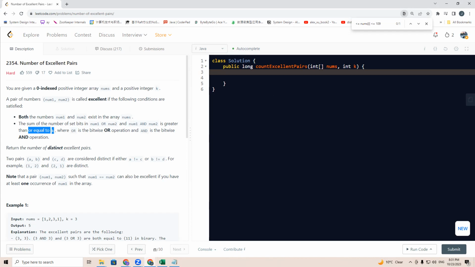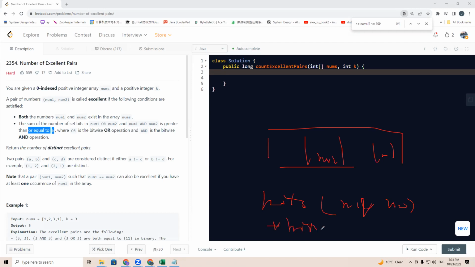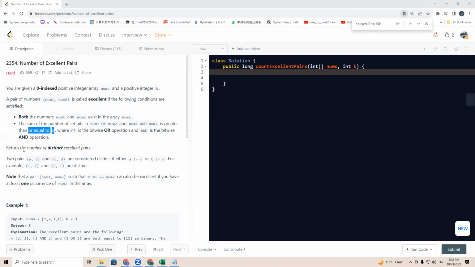So that means if we have this number, number 1, and also this number 2, we need the bits of number 1 AND number 2 plus the bits of number 1 OR number 2 to be greater than or equal to k, right? We need to return the number of distinct excellent pairs.